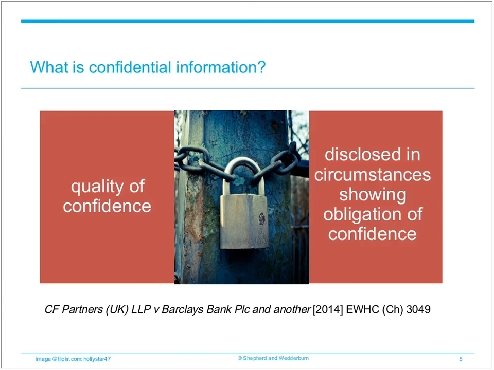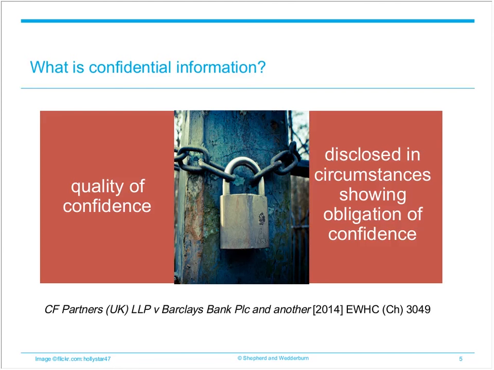For example, in the recent case of CF Partners against Barclays, CF Partners were originally looking to obtain a loan from the bank to acquire a particular company. The bank acquired information from CF Partners over the course of the negotiations, which then fell through. Barclays then bought the target company and made a big profit selling it on. The bank hadn't signed a confidentiality agreement with CF Partners directly, but had signed one with its third-party intermediary.